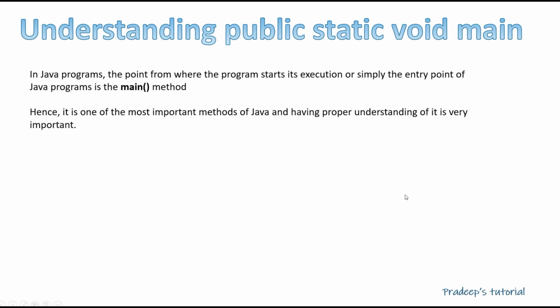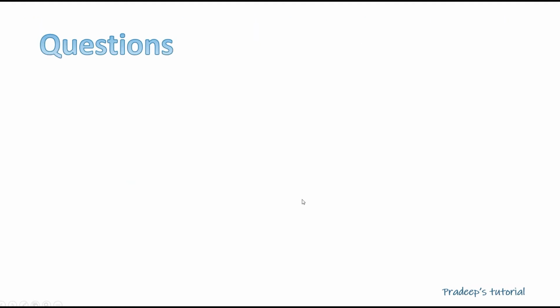In Java programming, the point from where the program starts execution, or simply the entry point of a Java program, is the main method. It is one of the most important methods of Java, and having a proper understanding of it is very important. So when you get this question, you'll write a simple code here. Let's see what code you'll write. I'm very sure you'll print something, Hello Java, and it will print for you.